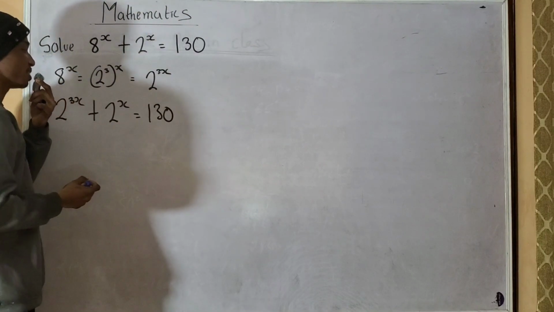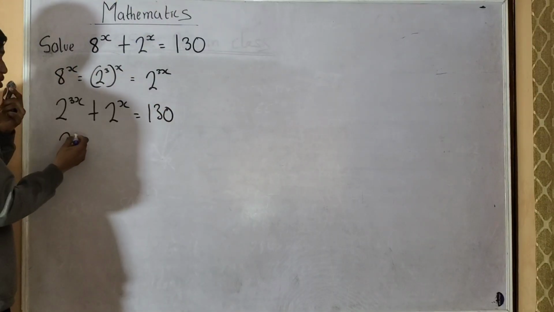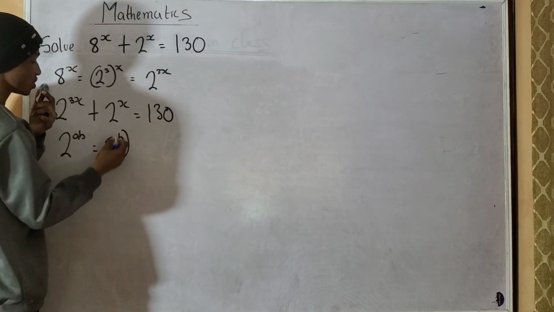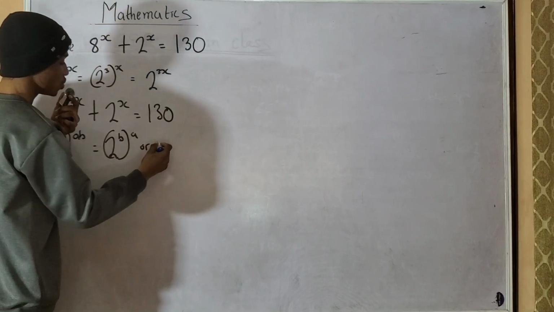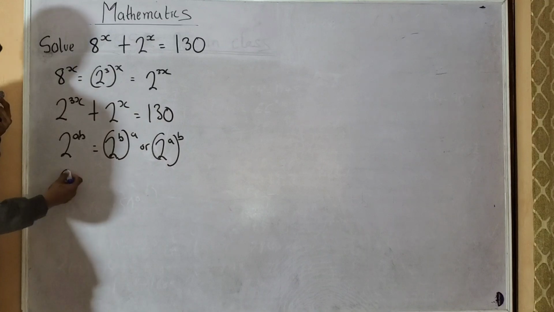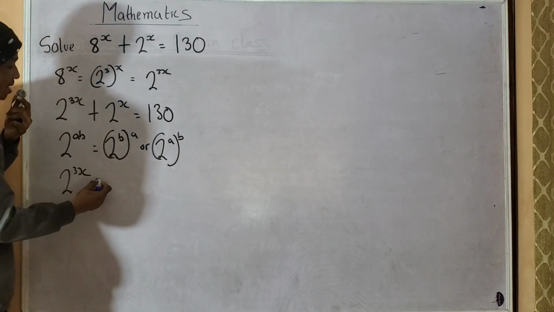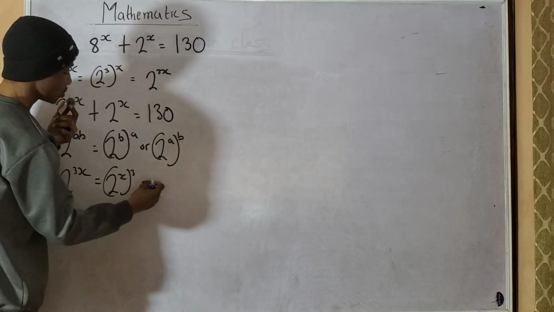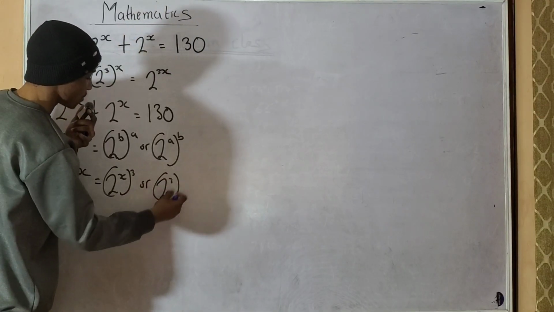Okay, don't forget this law. If you have 2 raised to the power of a times b, it can be written as 2 raised to the power of b raised to the power of a, or 2 raised to the power of a raised to the power of b. So therefore, 2 raised to the power of 3 times x can be written as 2 raised to the power of x raised to the power of 3, or 2 raised to the power of 3 raised to the power of x.